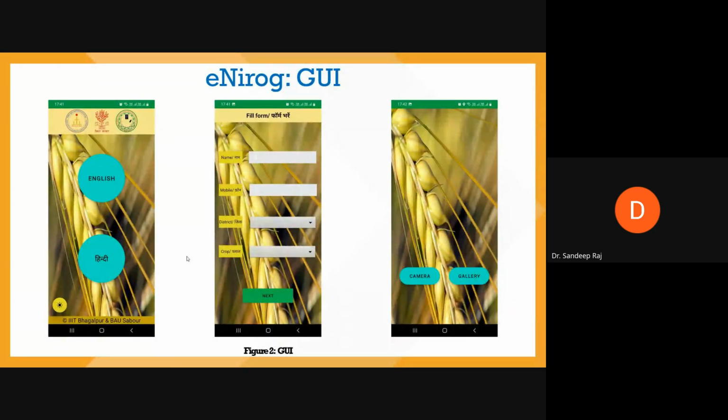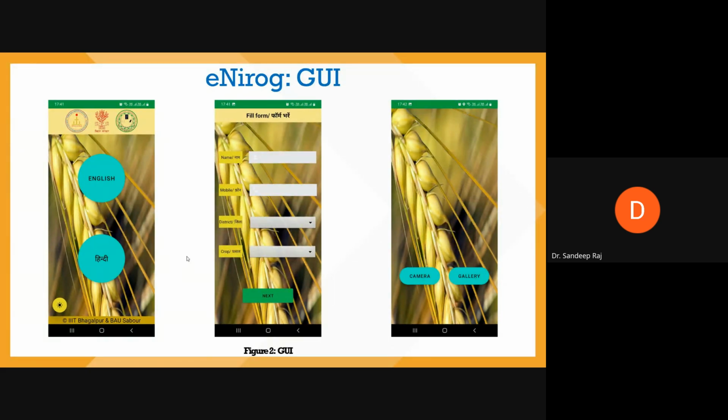So this is just a layout of the Android app that we developed jointly with BAU Sabour for the Bihar government. It is available in both languages. It may not be working currently because there is an issue in the maintenance part, but it was working 3 to 4 months earlier. So it is in a position to be given to the government of Bihar for implementation in the state. I don't know what will be the future, but we have completed our part.